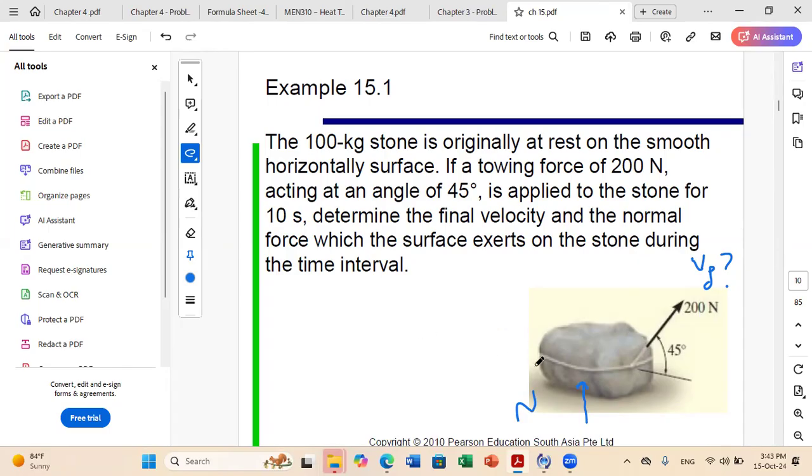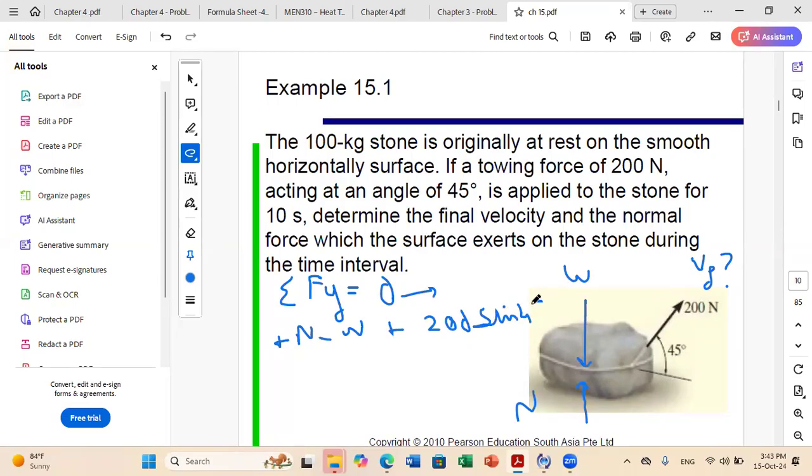You can say first, I apply Newton's law along y, sum of Fy equals 0. I don't forget to add the weight. And they said smooth surface, so no friction. So from sum of Fy equals 0, I get plus N minus W plus 200 cosine 45 equals 0. So this will allow me to calculate my normal reaction. I get my normal, okay?